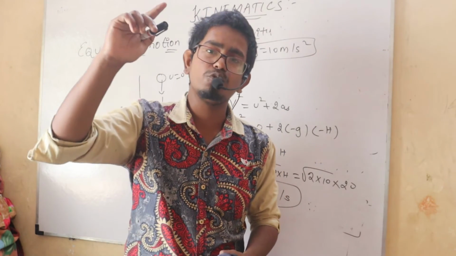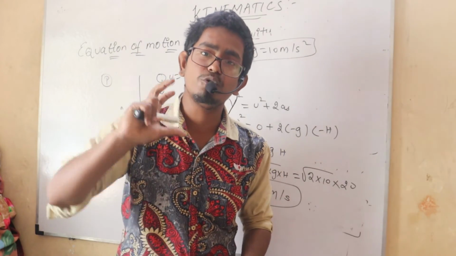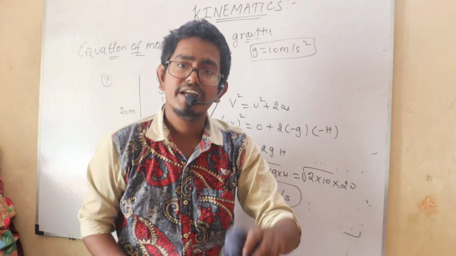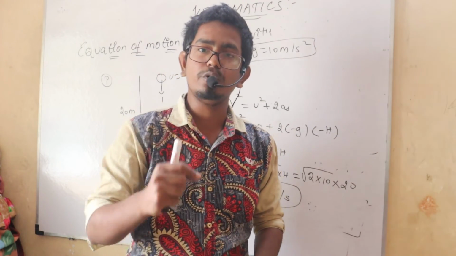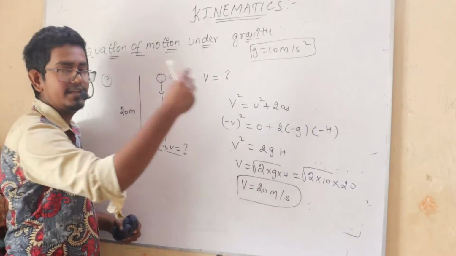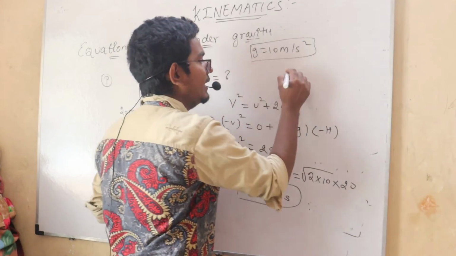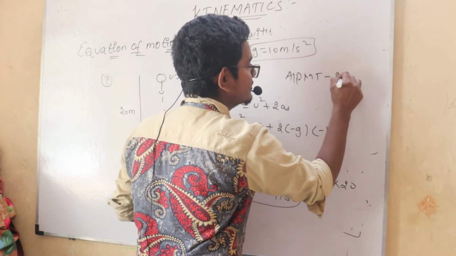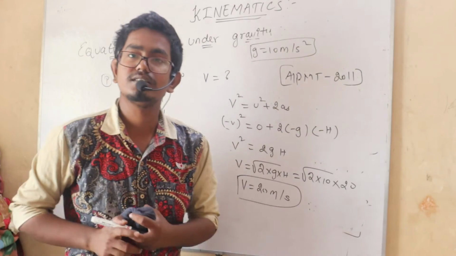If you are at a height of 20 meters, say at the second floor of a school, then whenever you leave the duster from the height of 20 meters, it is going to strike the ground with a velocity of 20 meter per second. And this is how we should find it. This is a question from AIPMT prelims 2011.